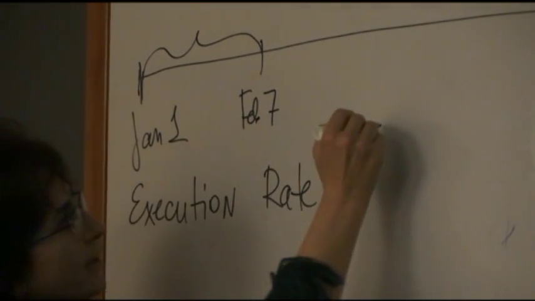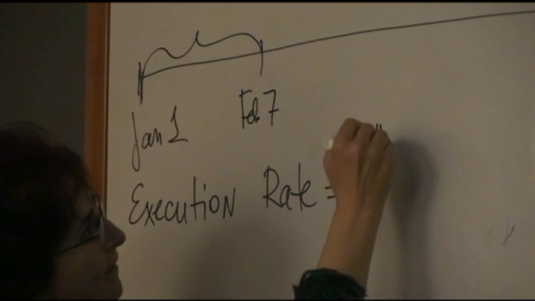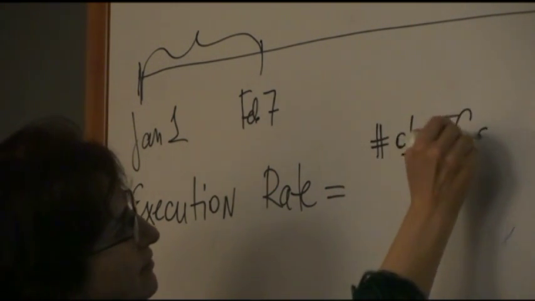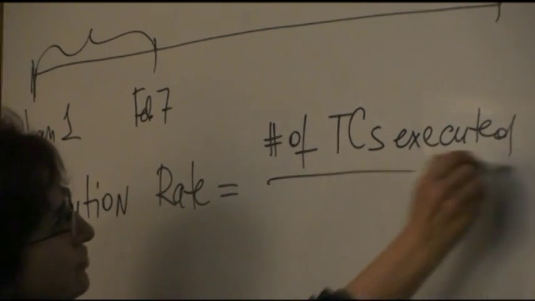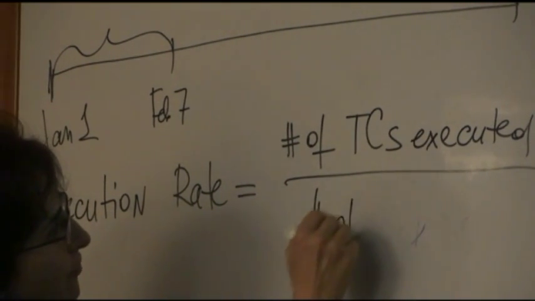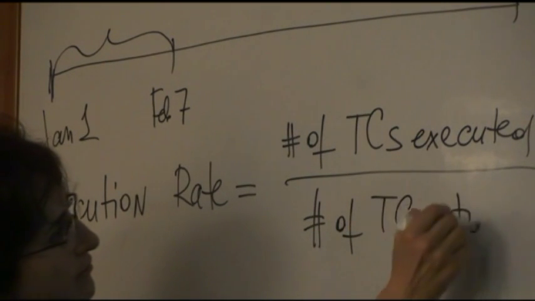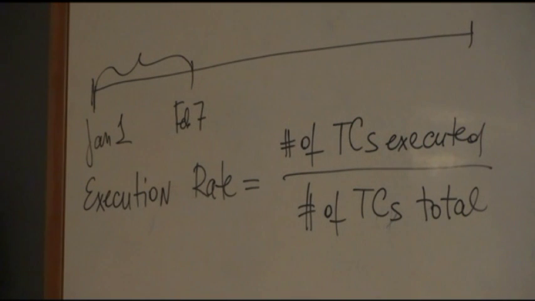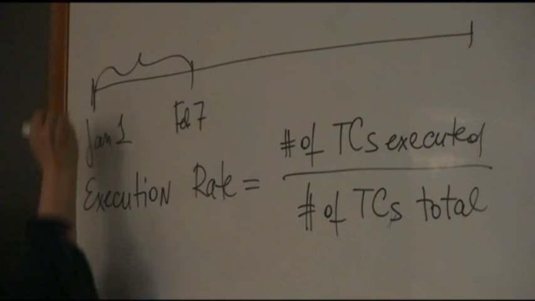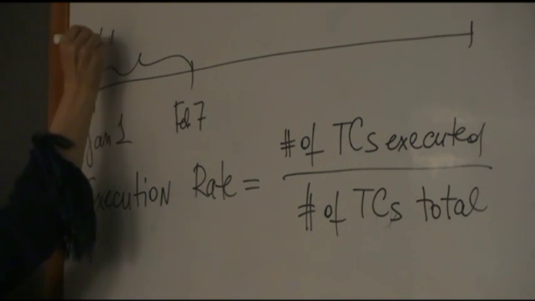is of course number of test cases executed to number of test cases total. This is your execution rate. When you start your test cycle, what is your execution rate? 0. 0, right? When you started, it is 0. So here you have 0 execution rate.